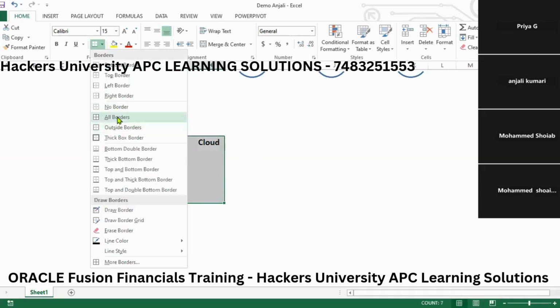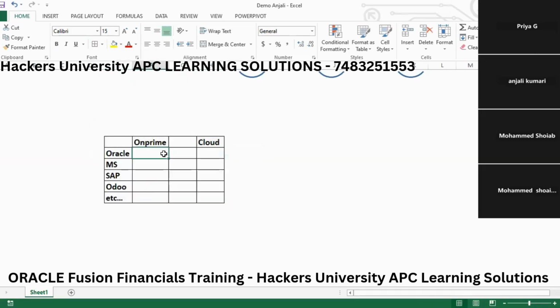So let's understand here. Oracle EBS is an on-premise model of Oracle Corporation. Microsoft has Navision. SAP Corporation also has its on-premise models, SAP ECC or B1. And Oracle has EBS and Oracle 11i, which is an old product. Now Odoo, I don't know actually. You can check online.